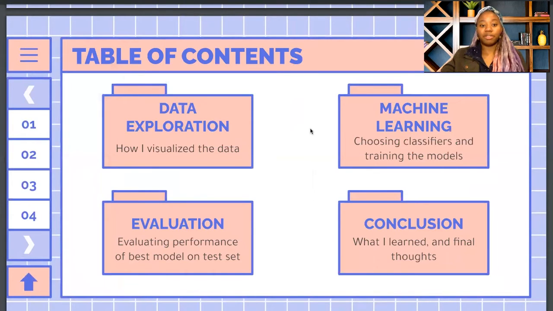This is a broad overview of what I'll be covering. First, I will talk about data exploration, how I visualize the data, and how that helped me make decisions about splitting, about transformation, and other ways of preparing the data for machine learning. And then I'll discuss machine learning itself, choosing classifiers, training the models, evaluating them so that we can compare them to each other and choose the best model. And then after choosing the best model, we predict the test set on it, and then we evaluate how that does. And then I will conclude with my final thoughts.